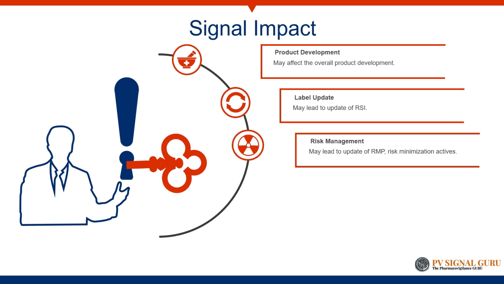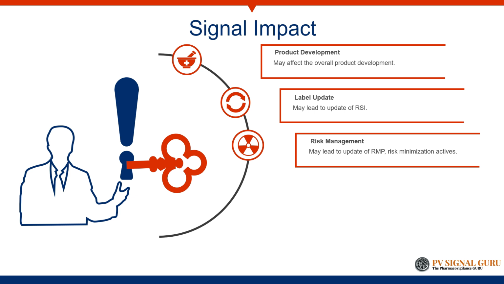Risk management. Depending on the impact of the newly identified risk, appropriate risk minimization measures are proposed and implemented. These may include updating the RSI or RMP, planning a PASS, recall or withdrawal of the product, implementing restricted access programs, introducing patient alert cards or prescriber guides, additional monitoring, and many more.